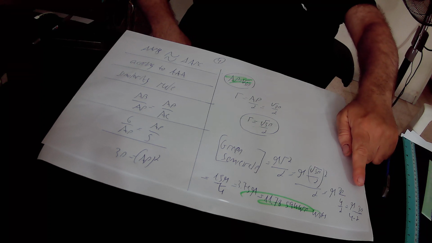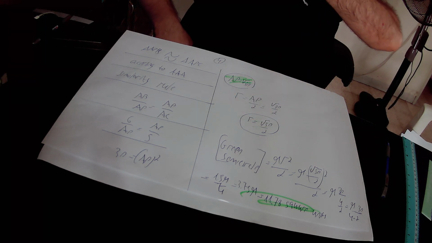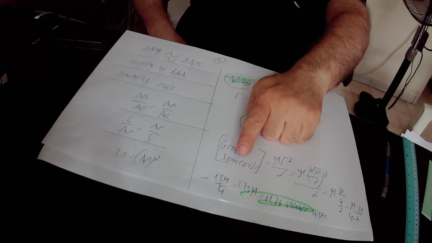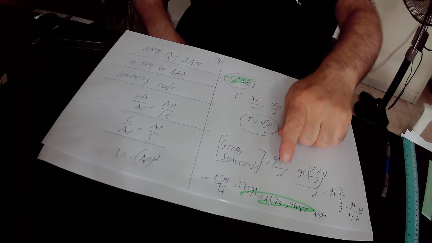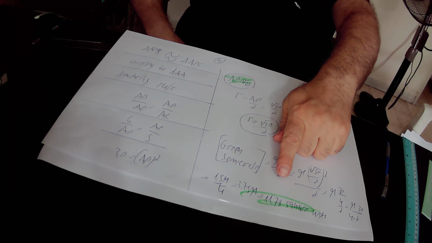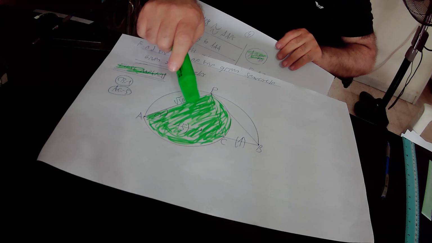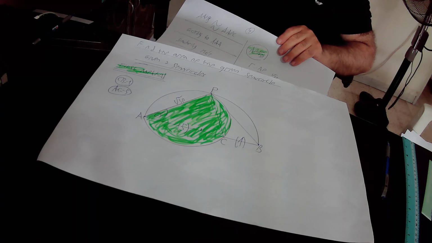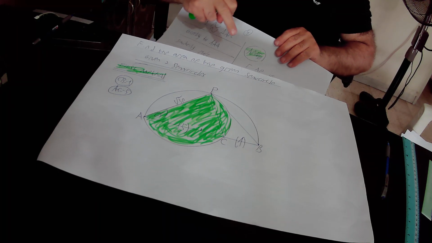30 over 2 is 15. So in total, this expression equals 15 pi over 4. 15 over 4 is 3.75. Therefore, in total, this expression equals 3.75 pi. Or in terms of numbers, it is 11.78 square units. In conclusion, we found that the area of this green semicircle equals either 3.75 pi square units, or in terms of numbers, 11.78 square units.